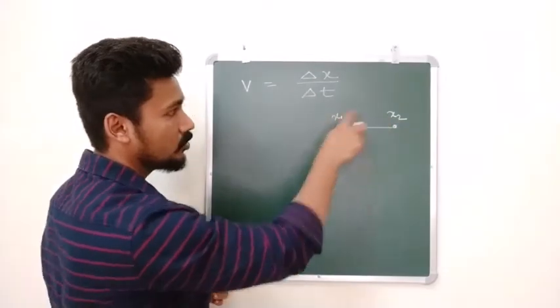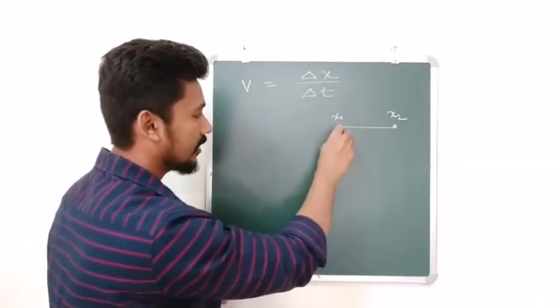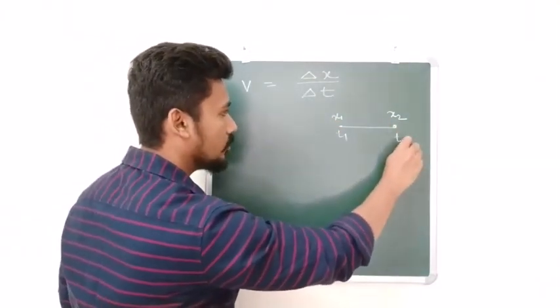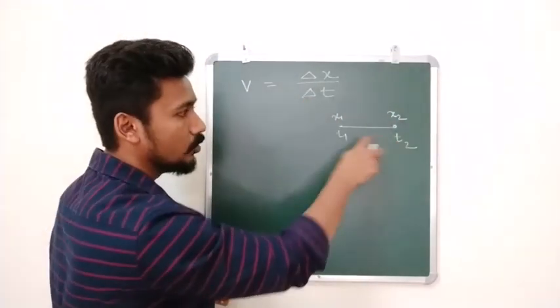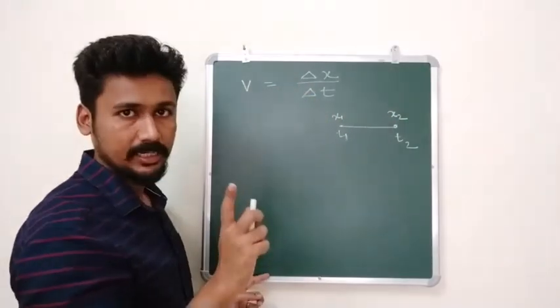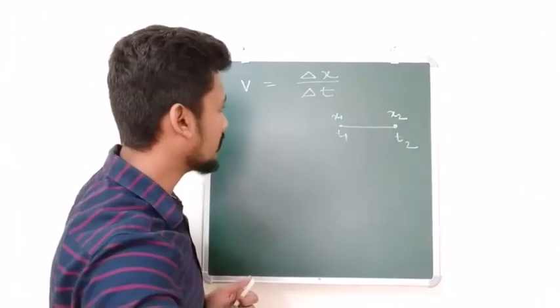Delta x will be x2 minus x1. Then here the time was, suppose, t1, and at x2 the time is t2. Delta t will be t2 minus t1. That is the meaning of delta. I hope that you know these concepts.